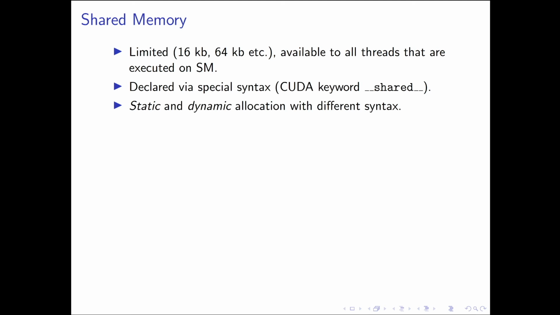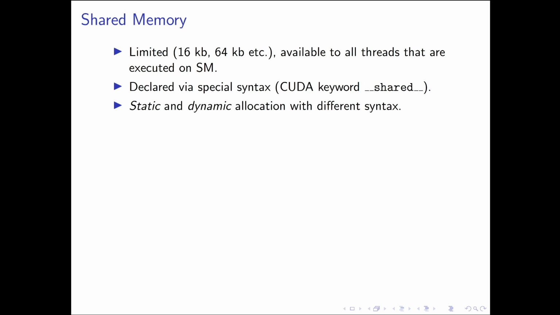If we want to use shared memory, we use the keyword __shared__, which is a device-side keyword. We use __shared__ to declare shared variables in our kernels, so on the device. In order to use shared memory, we also have to allocate that shared memory. There are two types of allocation. On the one hand, there is static allocation for shared memory, and on the other hand, there is dynamic shared memory allocation. There are different syntaxes for either type of allocation.